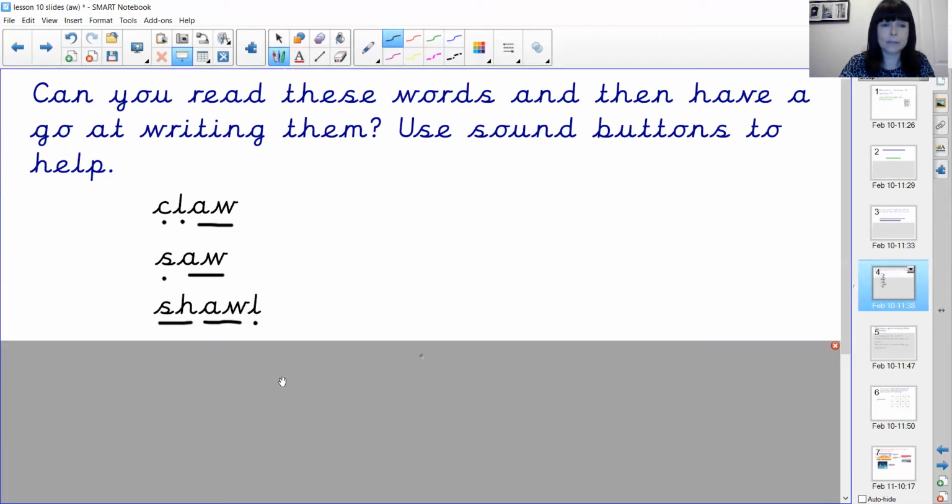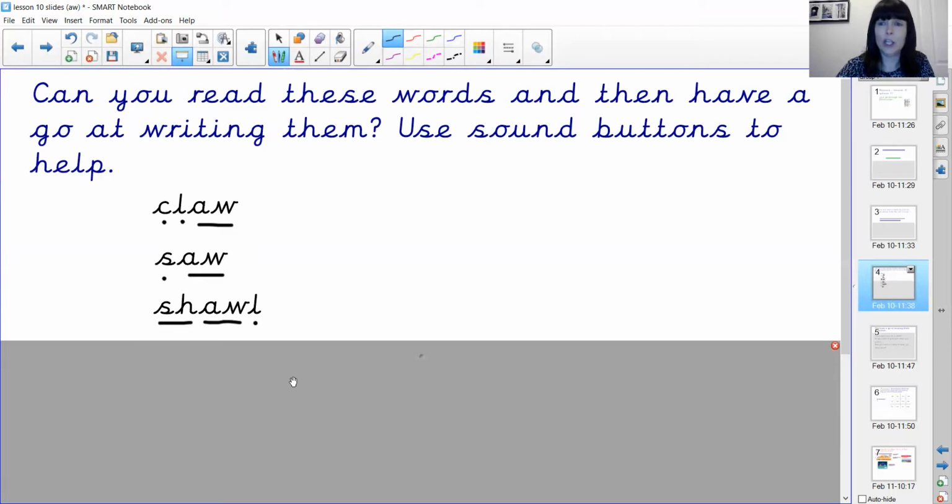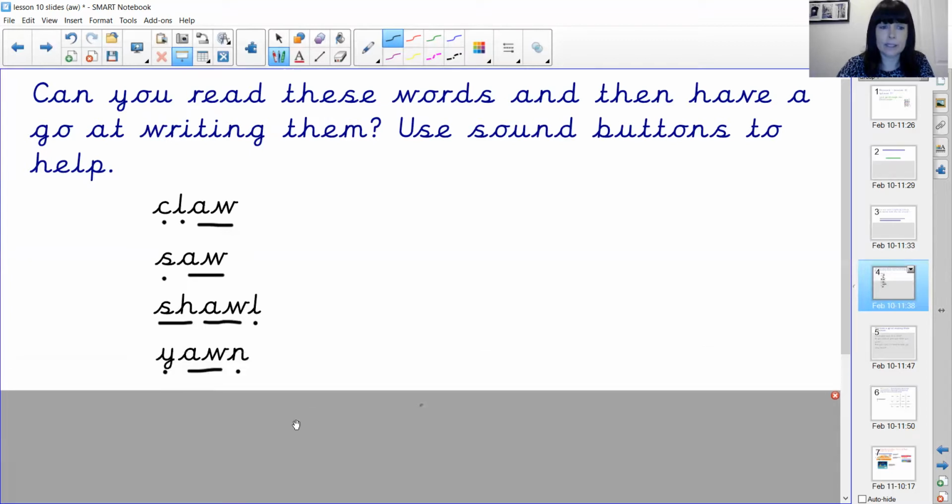Take your time. Okay, the next word, the one I've been doing all the time. Yawn. Have a go at that. And here it is. Yawn. So we hear that or sound in the middle. Yawn.